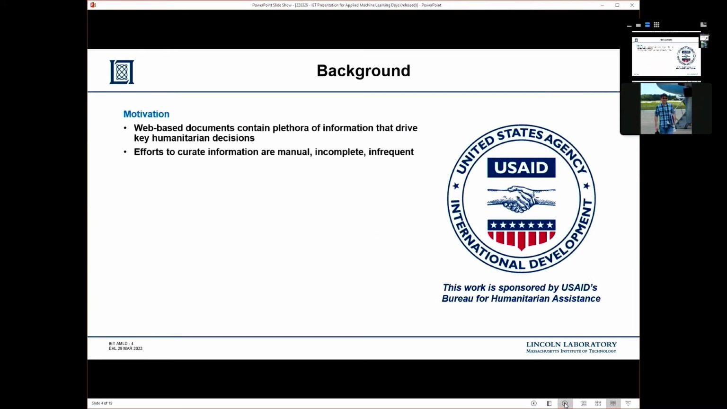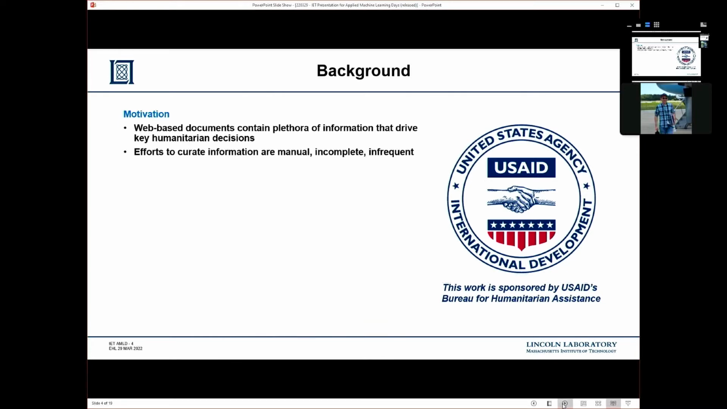The motivation for this work is that humanitarian analysts essentially have a whole lot of information that's out there that they could make use of to help drive decision-making for their institutions. There are a lot of documents that are written and available to them, but there are so many of them, and the efforts that are out there to curate them are so infrequent or incomplete that the number of documents can overwhelm these analysts, making it difficult for them to have full situational awareness and fully inform their decision making.